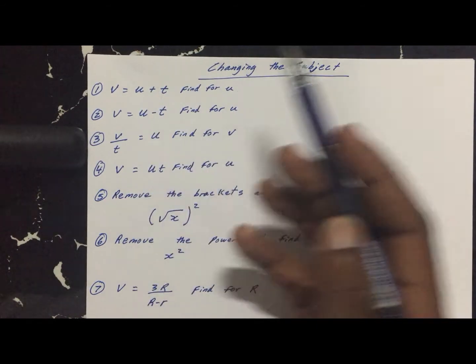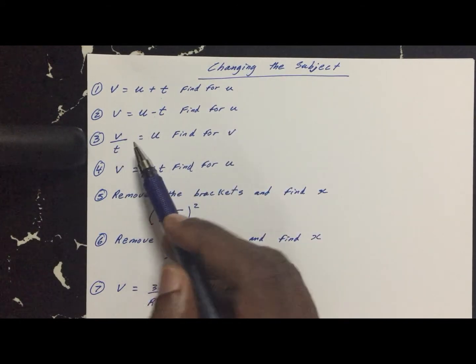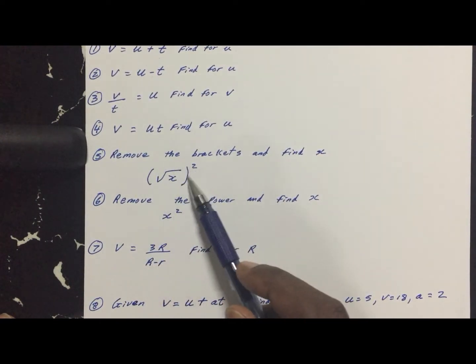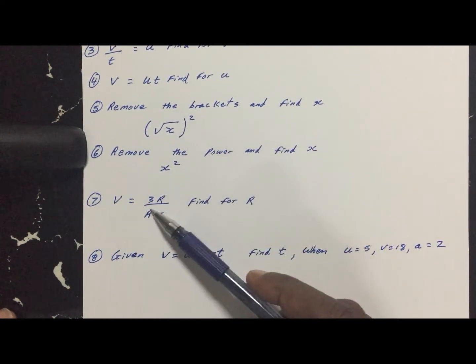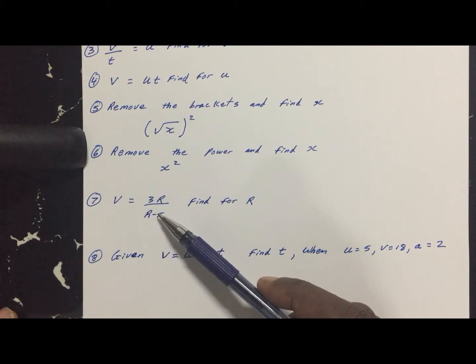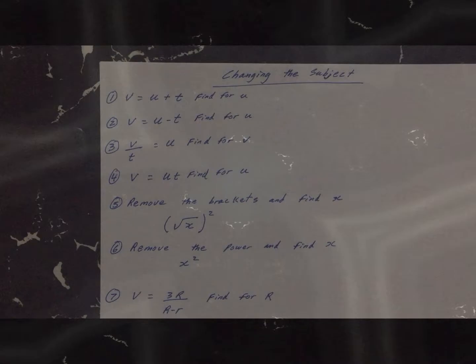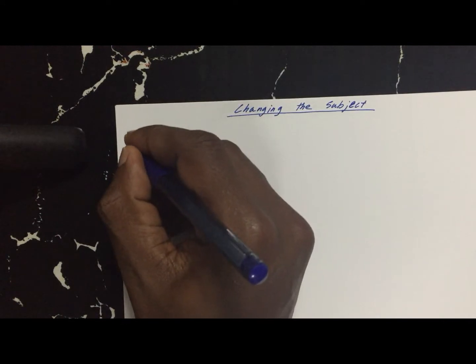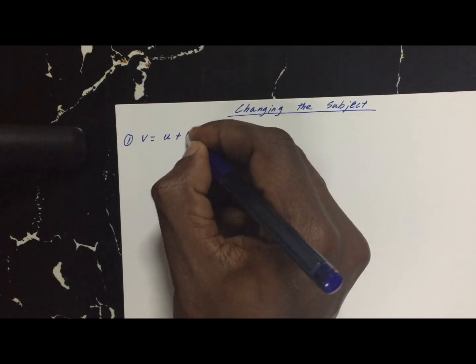So basically, in the first part of the video we found for u when we had an addition sign, how we deal with subtracting, when we have a quotient, and when we have a product. We also had some removing of brackets, some removing of powers, a little factorization, and also some substitution. I will just go through that quickly for you. So, let's get started. The first one, number one, we had v is equal to u plus t.